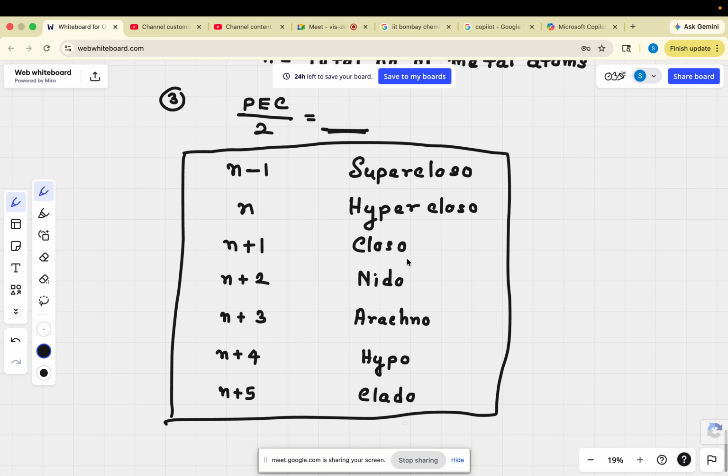Okay, so basically we start from here. If you are getting n plus 1, one digit extra, from your total number of metal atoms, it is becoming closo. 2 extra it will be nido, 3 extra it will be arachno, 4 extra it will be hypho, 5 extra it will be klado. If the total number of atoms is the same, then it will be hypercloso. If it is one less, then it will be supercloso. Clear? Yes, sir.